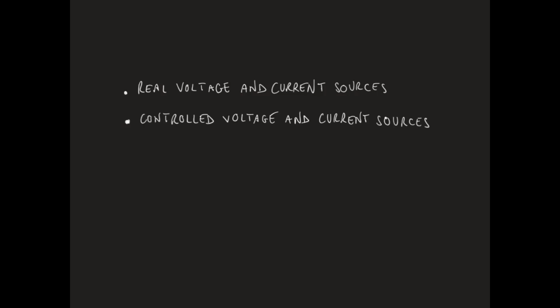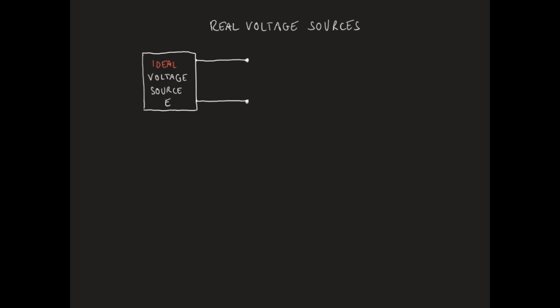In this video lecture, we will discuss the main features of real voltage and current sources and, more briefly, of controlled voltage and current sources. We have already met ideal voltage sources, and we know that an ideal voltage source is a device capable of maintaining some voltage across a load independent of the current required by the load itself.